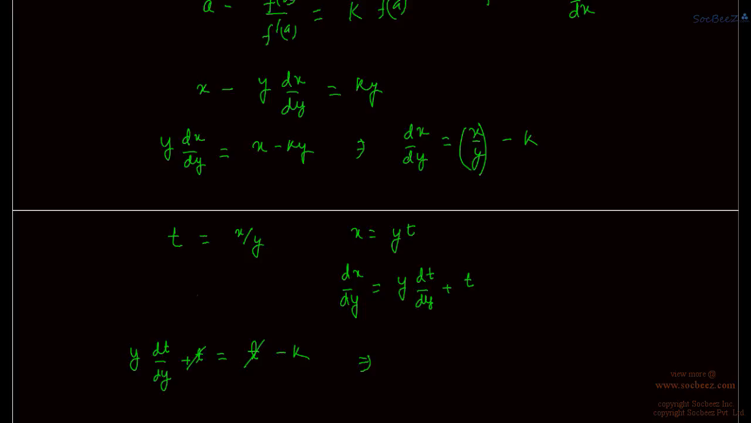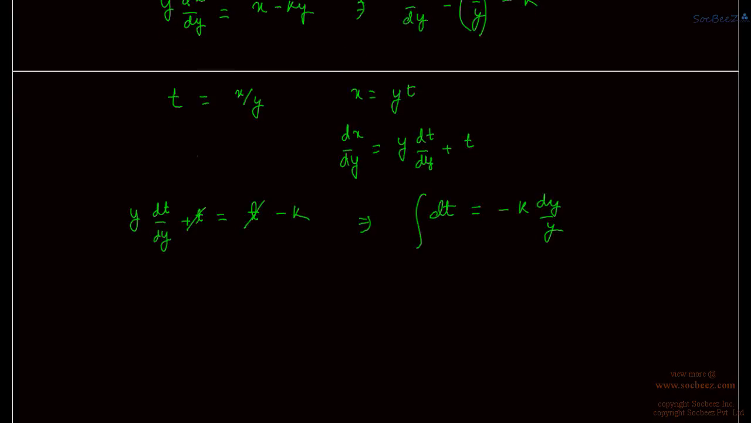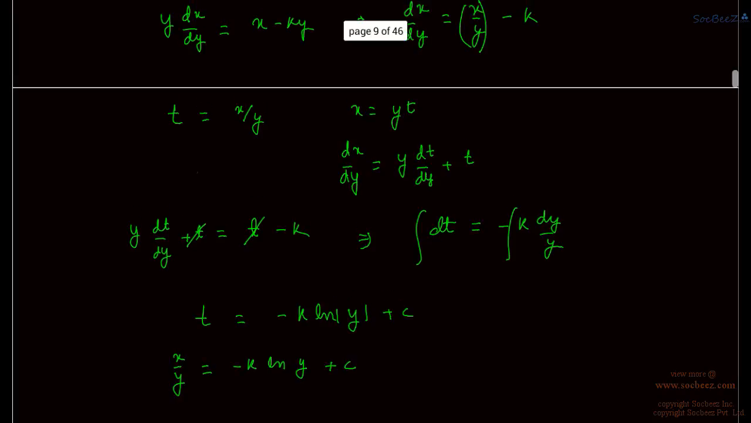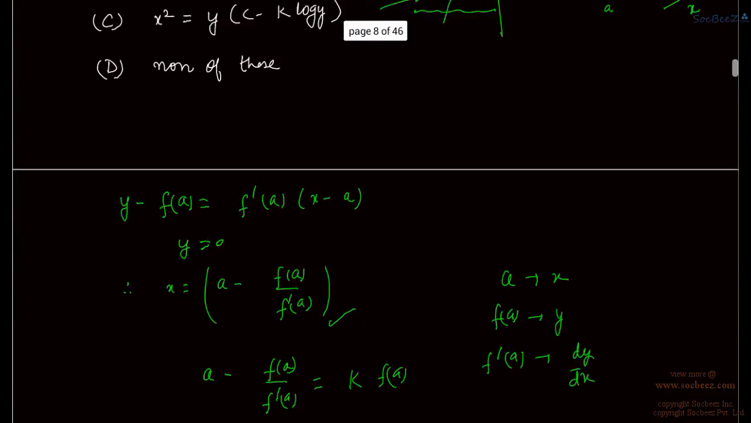Okay, so the t cancels, and we have dt is equal to minus k dy upon y. Now integrating both the sides, we get t is equal to minus k ln y plus some other constant c. So now doing reverse substitution, the value of t is x upon y. So we have x upon y is equal to minus k ln y plus c as the solution of our differential equation. So let us see the options.